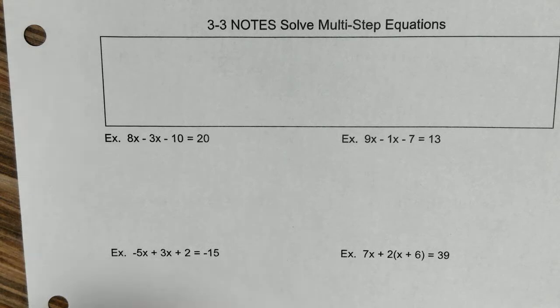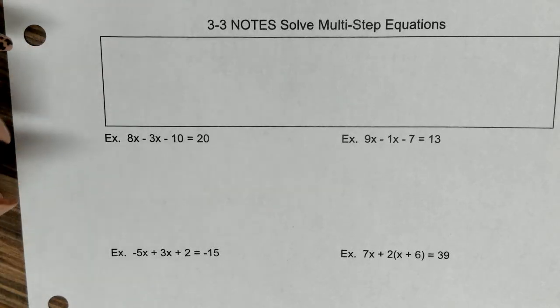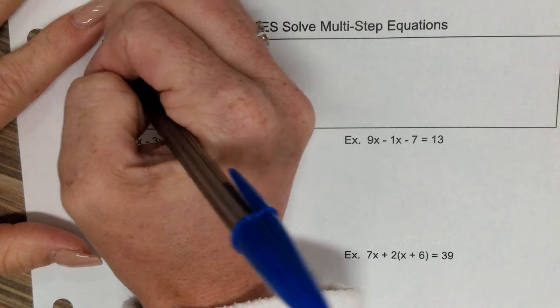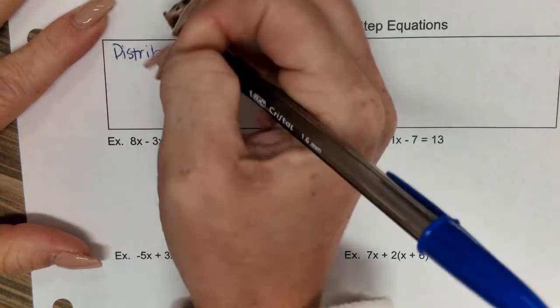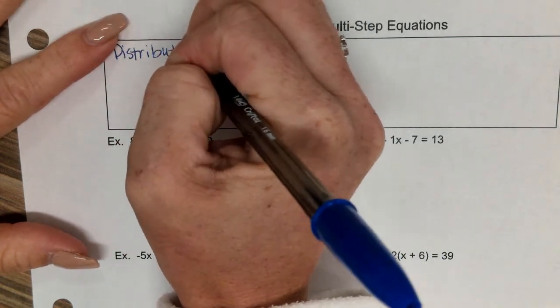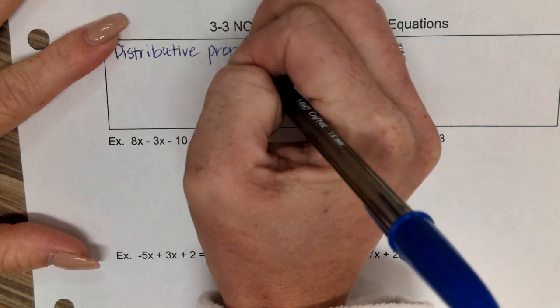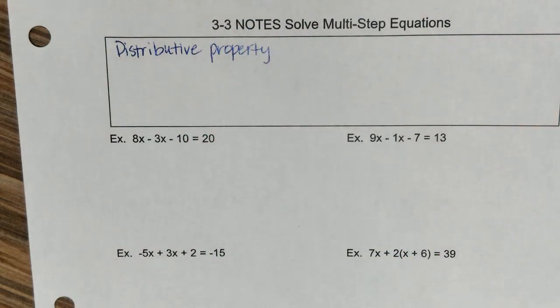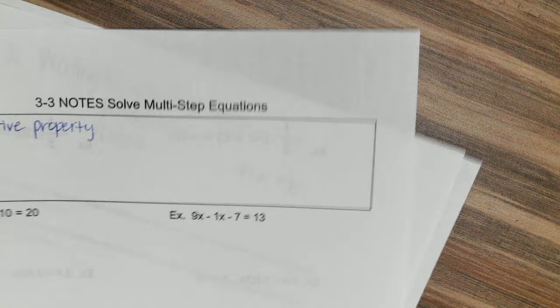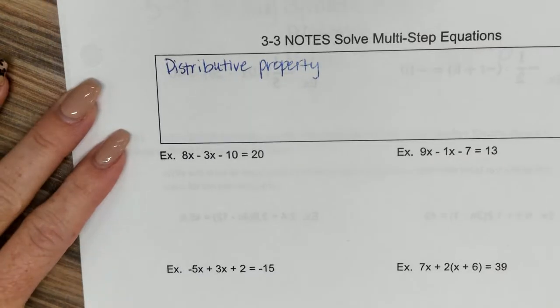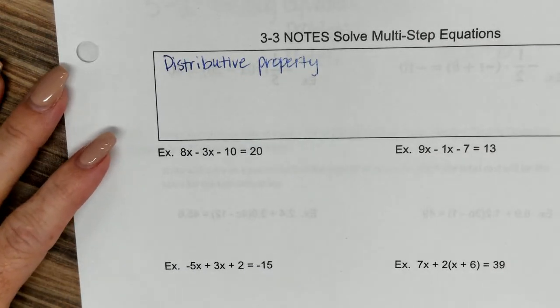To solve today's equations, if you would look at each step I'm telling you to do and do it in this order, you will be successful. The first thing you need to say is, do I need to do distributive property? If there are parentheses, you must take care of them first. Distributive property.